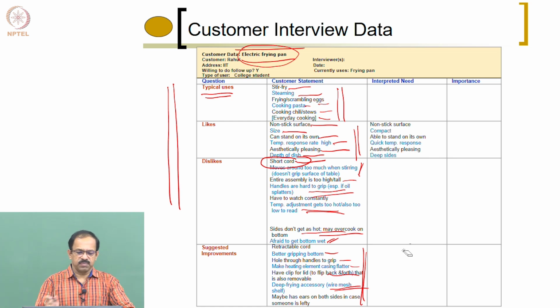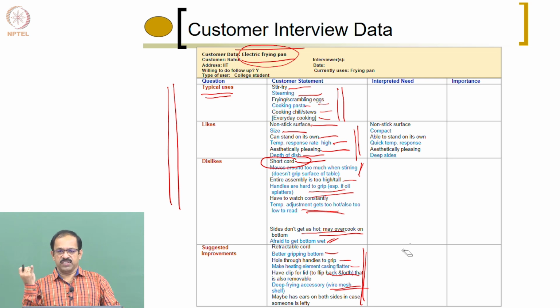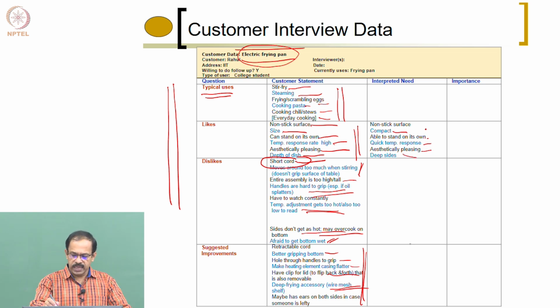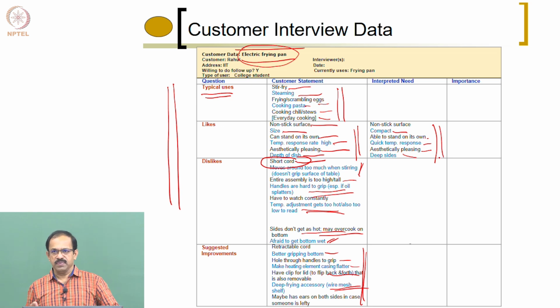the interpreted needs from the likes will be: non-stick surface is an essential thing. It should be compact because the customer says size is an important thing. It should be able to stand on its own. It should have quick temperature response, be aesthetically pleasing, and have deep sides. So these are the things which should be there in the product.